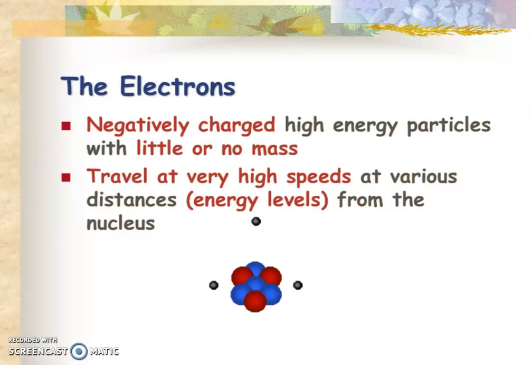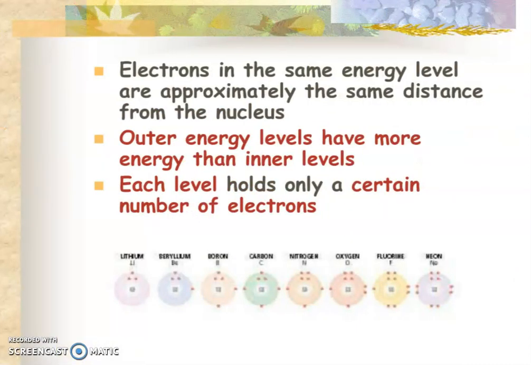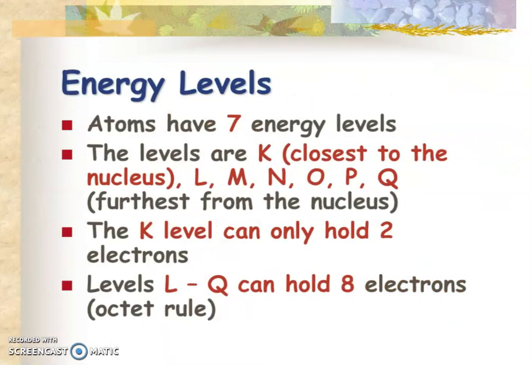So, what is an electron? Negatively charged high-energy particles with little or no mass that travel at very high speed at various distances, energy levels, from the nucleus. Electrons with the same energy are at approximately the same distance from the nucleus. Outer energy levels have more energy than inner levels. So each level holds only a certain number of electrons. You can see the lithium, beryllium, boron, carbon, nitrogen, oxygen, etc.